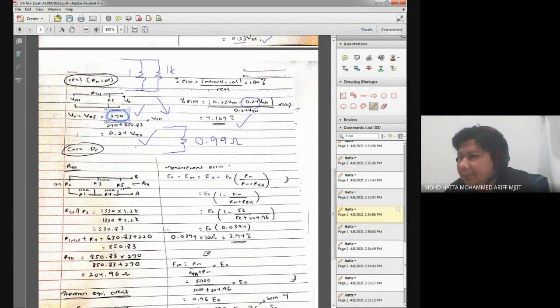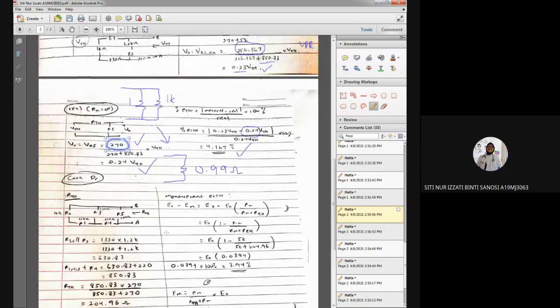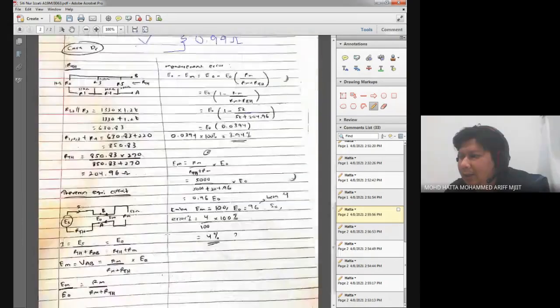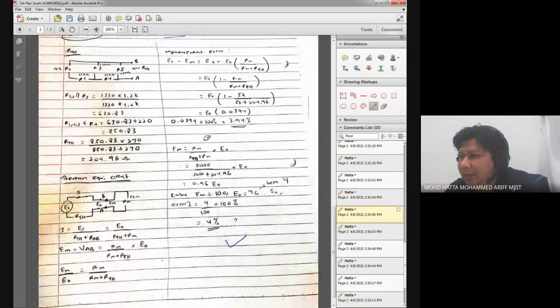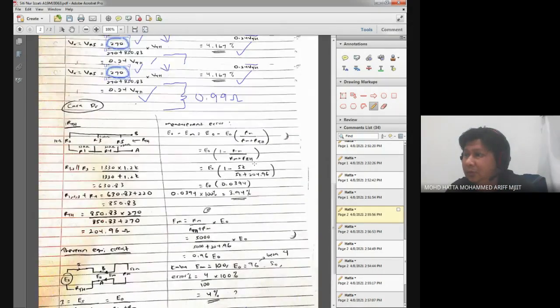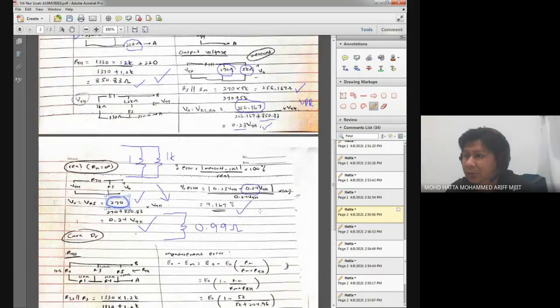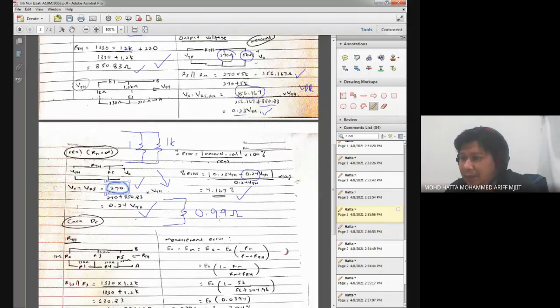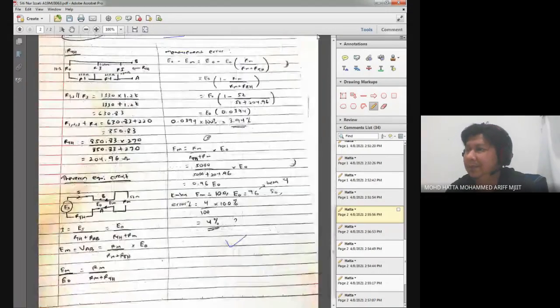Okay, Doctor. And of course, this one is also correct, but I don't know about this one. Maybe it's due to just decimal places problem, decimal points problem. And also this one also due to decimal point problem as well. If you take all the decimal points, maybe you will get the same answer as me.